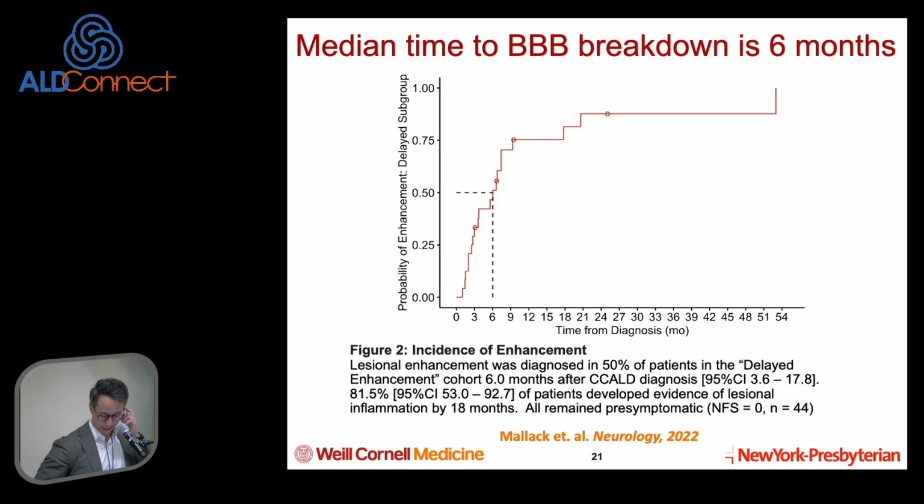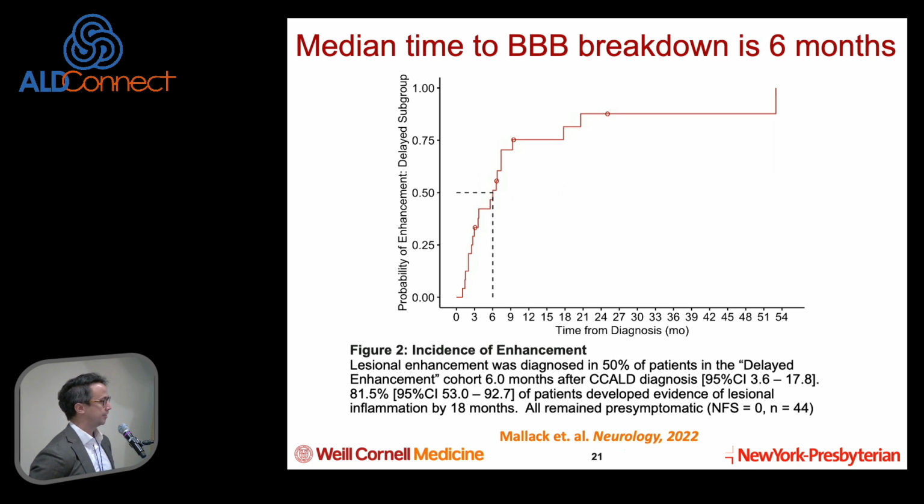So the next question was, well, how long does it take for the lesions to develop lesional inflammation? Half of the patients in the cohort had lesional inflammation at diagnosis. So you scan them for their first time, you notice a T2 lesion, and on the T1 post-contrast there was lesional inflammation. The other half didn't. They just had a T2 lesion. So the question was, well, how long did it take? In this case, we call this the delayed cohort.